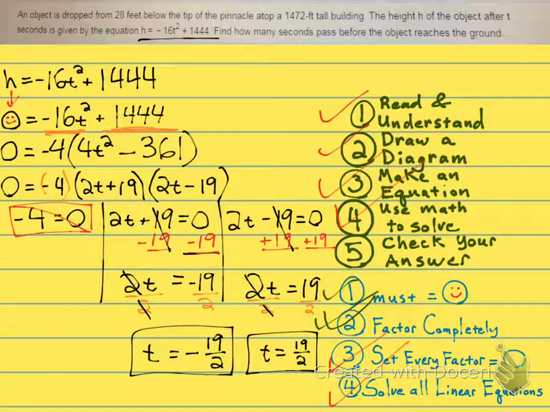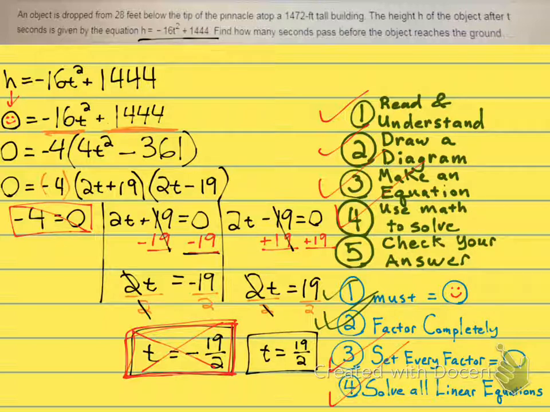Let me ask you, this one right here. Is it possible that time could be a negative time? Does anybody know how to go back in time? Not yet. So that can't be the answer. So this is my only possible answer, 19 over 2.